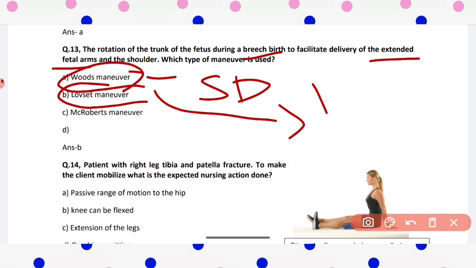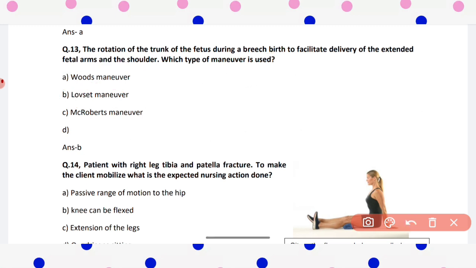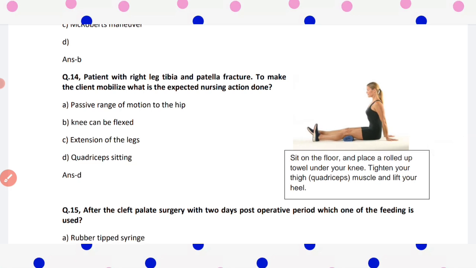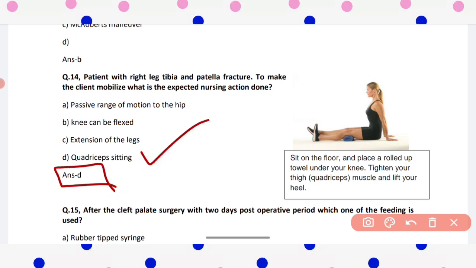Okay, the next question is a patient with right leg tibia and fibula fracture. Where is the fracture? Tibia and patella fracture. Patella is the bone in the knee, right? Knee joint, patella bone is there. So the patella is fractured and the leg tibia is also fractured. To make the client mobilize, what is the expected nursing action? So what type of exercise can we do in the affected area? And here the right answer is option D, that is quadriceps sitting exercise.